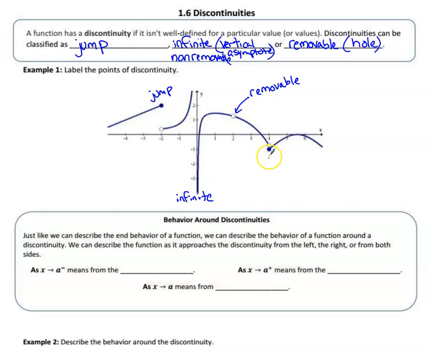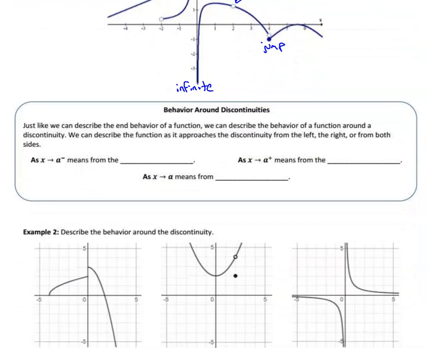And over here, we have two different y values, so we're at a jump discontinuity again. So those are the different types of discontinuities. And we'll talk about how to calculate those momentarily.